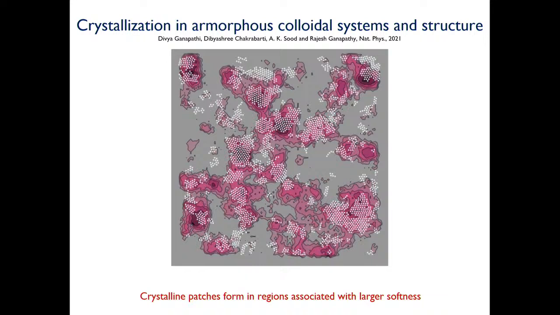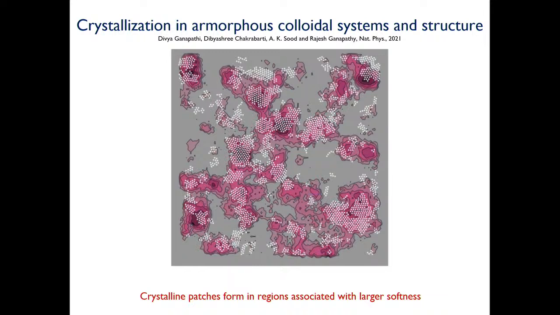They characterized the local softness of each and every particle. The pink background that you see here is the softness field. On top of that, what they are showing is that if you start with an amorphous configuration and let the system relax, after a very long time scale, several relaxation times, the system crystallizes. The crystallites, the particles that form crystalline configurations, appear in the zones where the particles were softer.